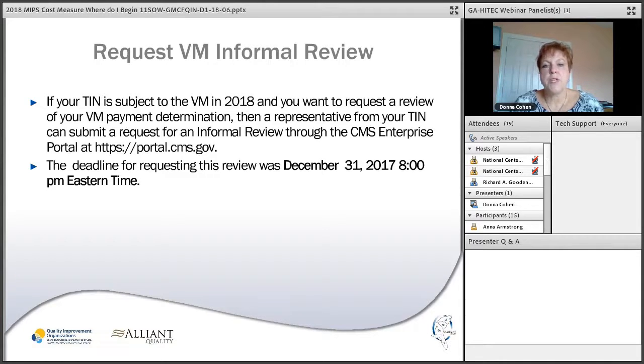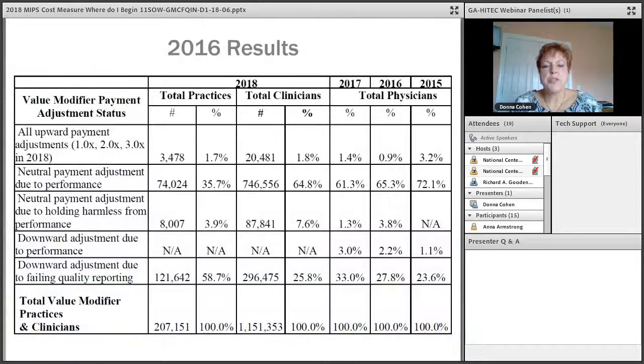So if you ever feel like, in looking at either your PQRS data or your QRUR report, that the information is incorrect, then I strongly encourage you to file what's called an informal review. There is a specific time frame that these informal reviews can be filed for, and for the QRUR report, it ended December 31st, 2017.